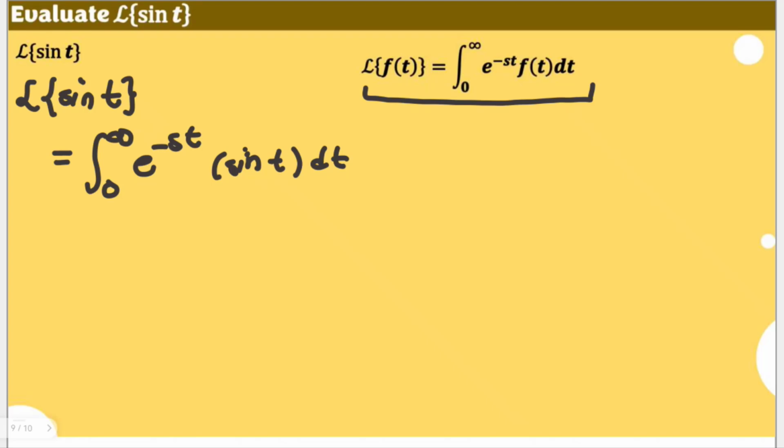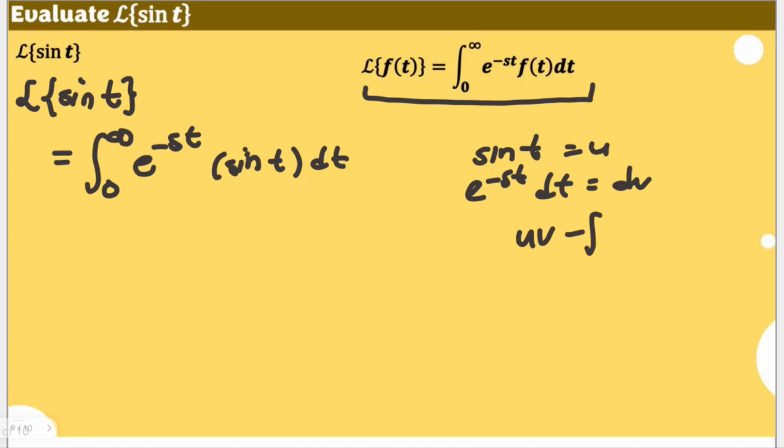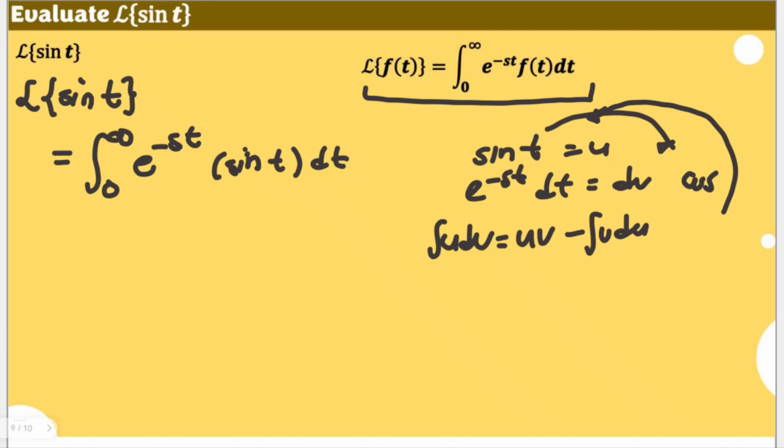Now, if you're thinking about integration by parts, yes, you can do this by first thinking that sine t would be your u, and e to the power of negative st dt would be your dv, and you will have the form uv minus the integral of v du. However, once you reach that, the sine will result in a cosine, and you will need another integration which will also return to sine again. It will just be alternating in its appearance. In short, we cannot come up with the exact form this way.